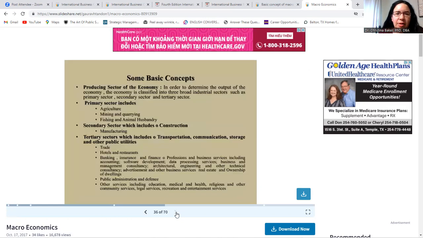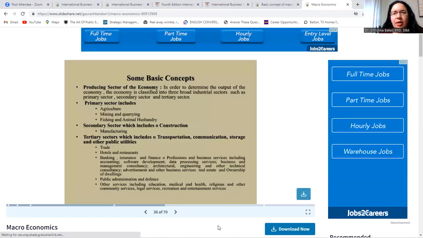Some basic concepts: the producing sector income. In order to determine output, the economy is classified into three broad industrial sectors: the primary sector, secondary sector, and tertiary sector. Primary sectors include agriculture, mining and quarrying, fishing, and animal husbandry. Secondary sector includes construction and manufacturing. Tertiary sectors include transportation, communication, storage, and other public utilities.